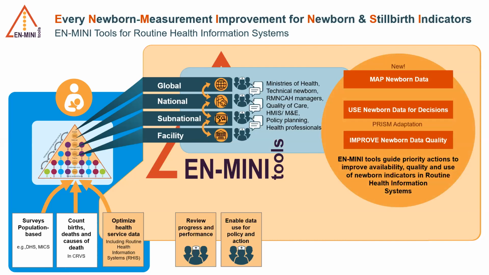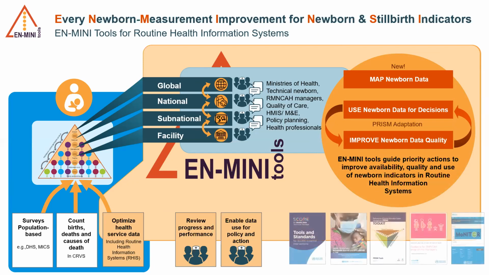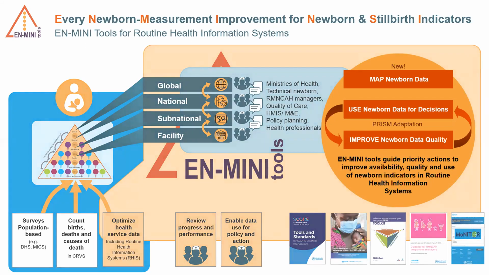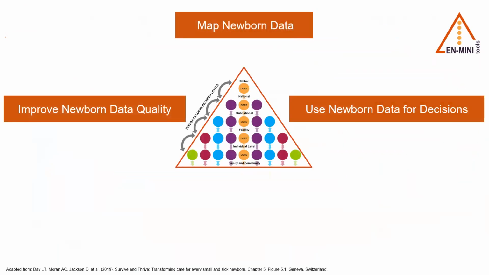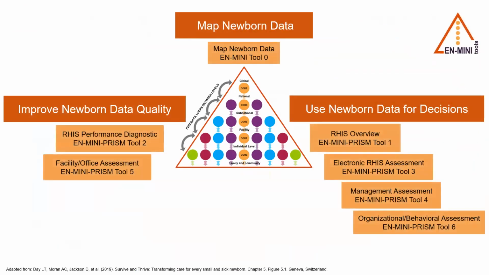The ENMIN tools can guide priority actions to improve availability, quality, and use of newborn indicators in routine health information systems. The tools reinforce the dual focus needed to simultaneously strengthen use of data and improve data quality, and facilitate standardized data as recommended in the global guidance. ENMIN use and improved tools are adaptations of PRISM tools designed by Measure Evaluation. The MAP tool is a novel design. We are now going to tell you more about the 7 tools.